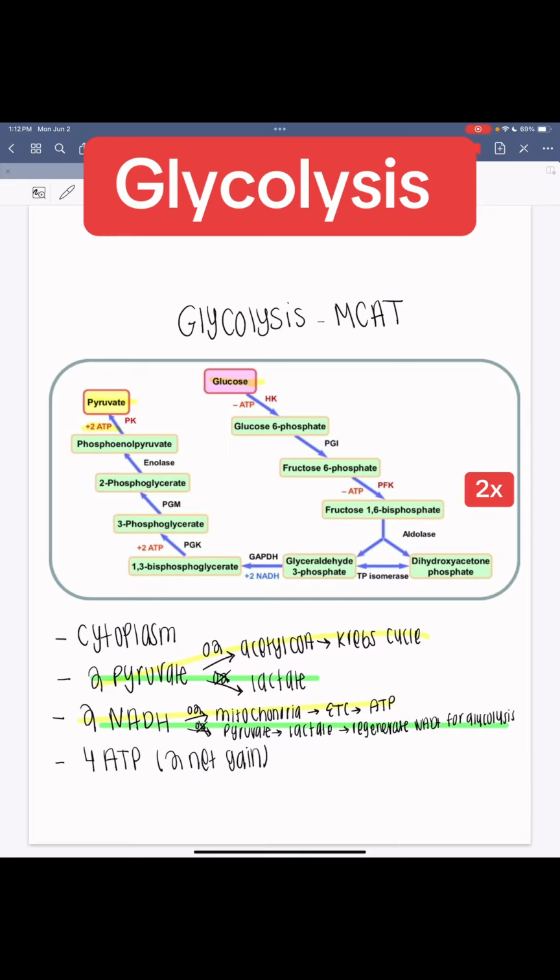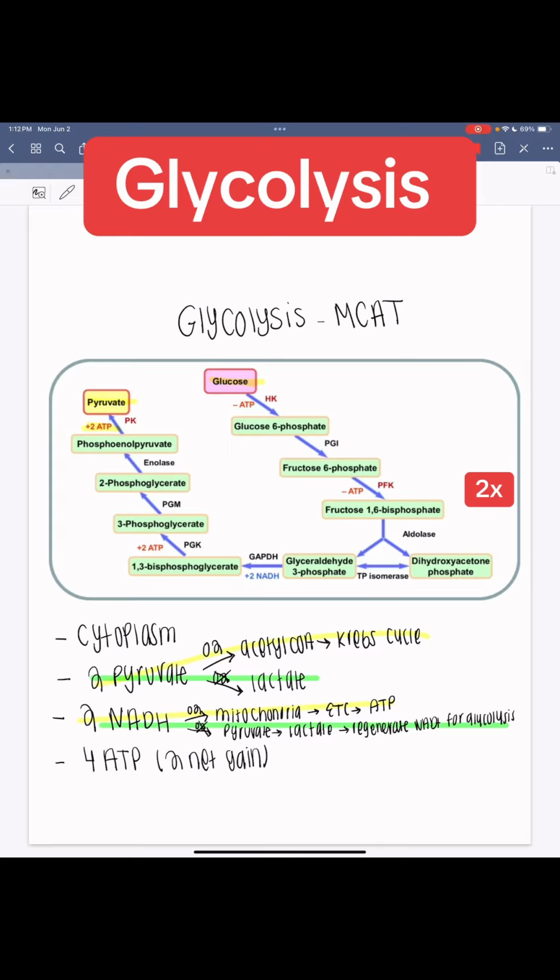So, the where of glycolysis, it happens in the cytoplasm of the cell. The what, we're breaking down glucose into pyruvate, and in return, we're making ATP and NADH. And then the why is to give our cells energy.